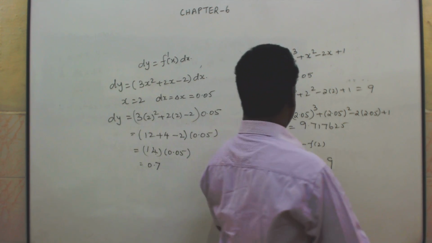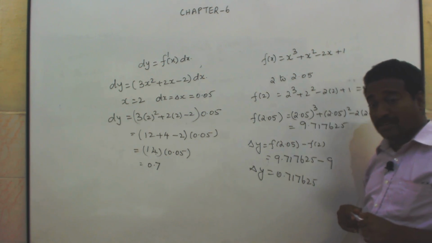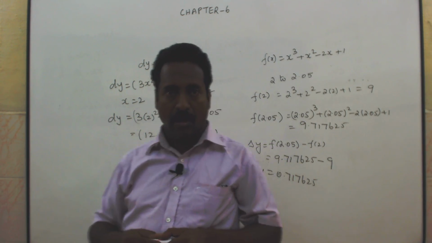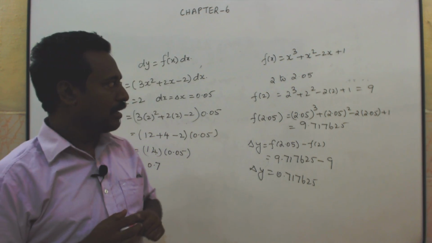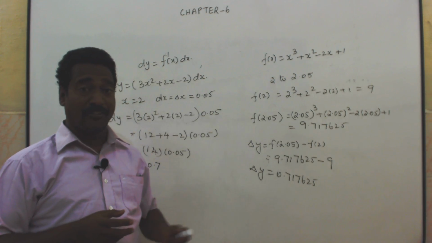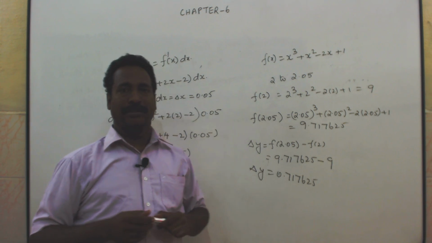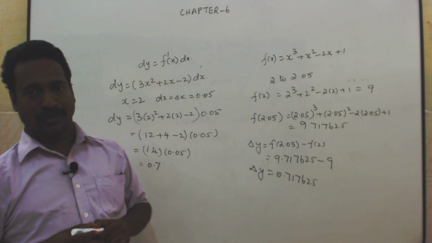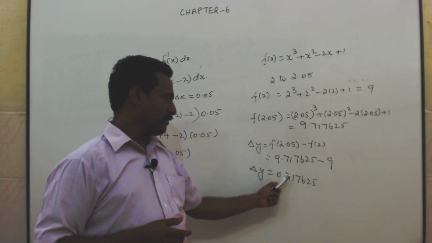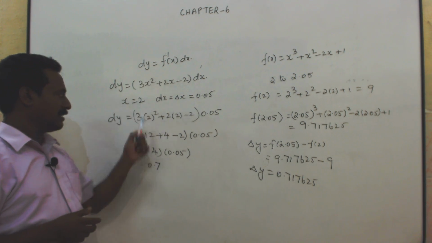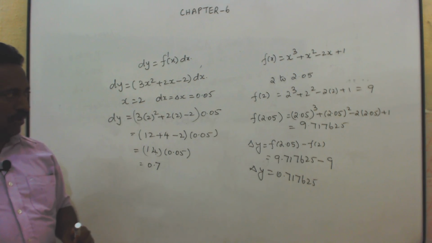So, carefully, x changes from 2 to 2.05, they ask two different types of questions. One is delta y, another one is dy. Delta y is nothing but f of x plus delta x minus f of x. F of 2.05 minus f of 2, 9.717625 minus 9, simplify, I will get the result. Same way, that is dy. The dy already we did, that is why the same method you have to follow.